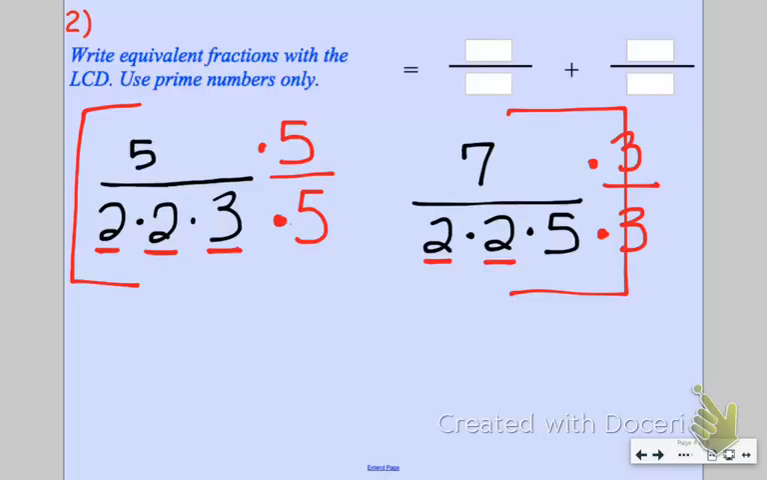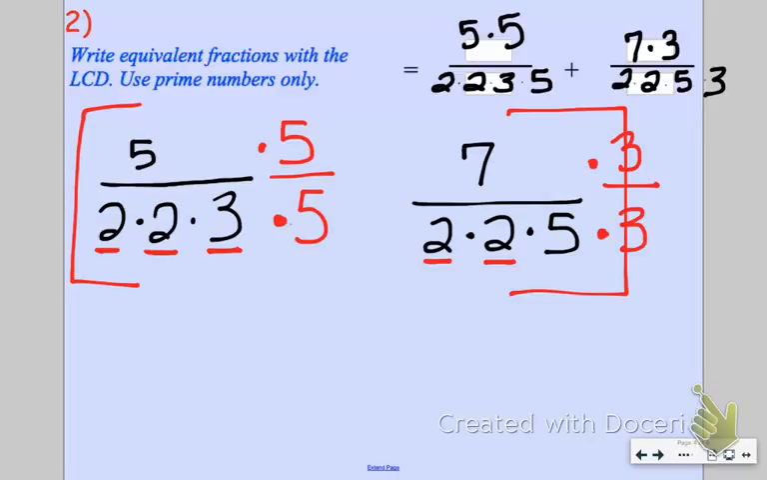So then to write my answer up here, let me change colors here. To write my answer, I'm going to still have my same things on the bottom. So 2 times 2 times 3 times 5. And then this brother has 2 times 2 times 5 times 3. Now we know that just because the brother on the left has 3 times 5 and the brother on the right has 5 times 3, that doesn't matter because 3 times 5 is the same as 5 times 3. So we know that we have equivalent denominators. Then I am going to put my numerators on top. So now I have 5 times 5 on this side, and I have 7 times 3 on this side.